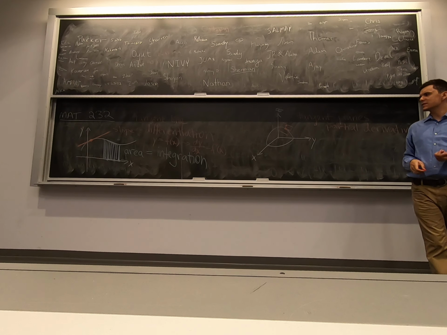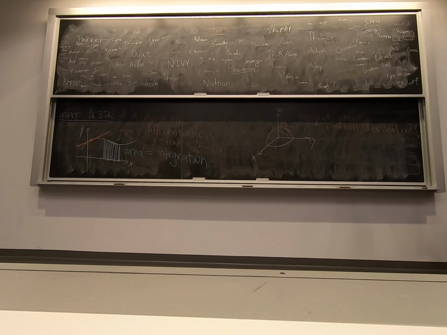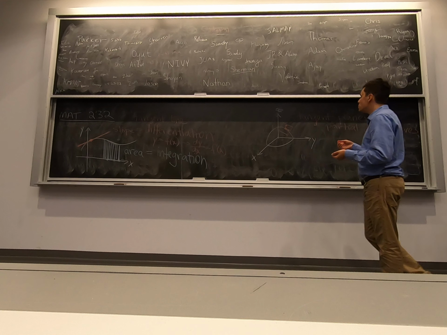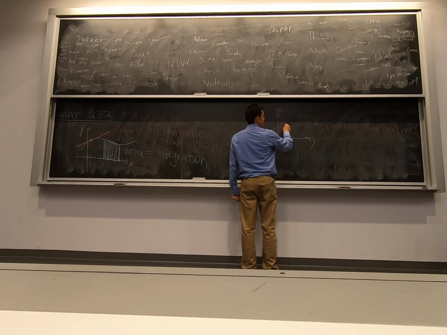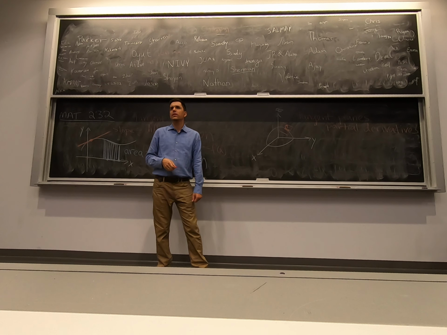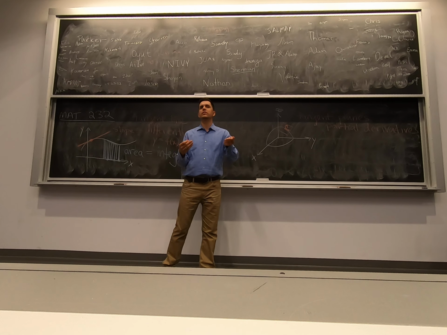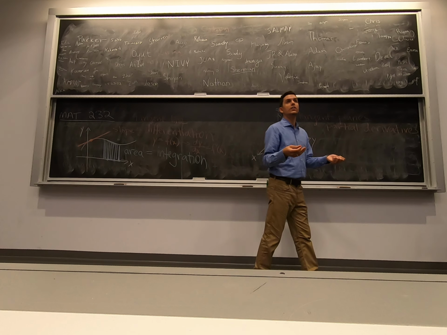So we're going to get something called a partial derivative because there's more than one direction that we can go in. We can go in the x direction or we can go in the y direction. And those will give rise to two different notions of derivative.